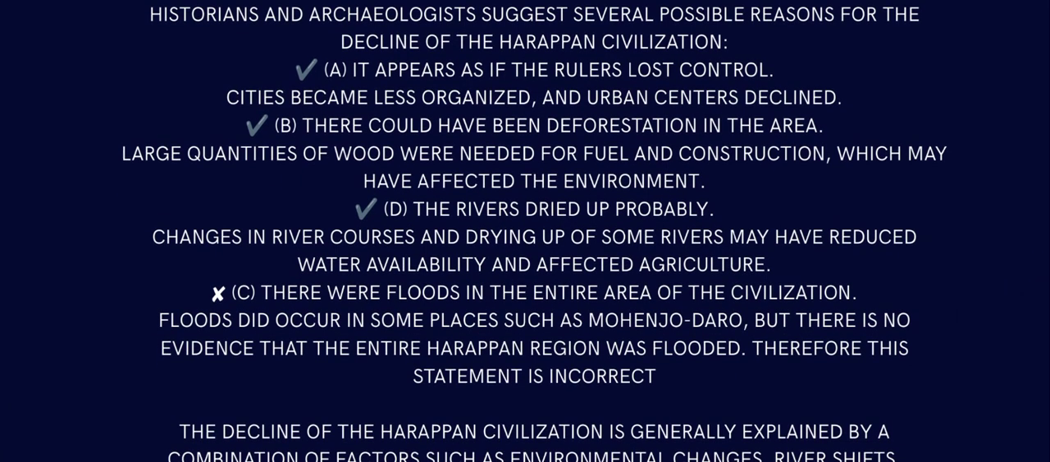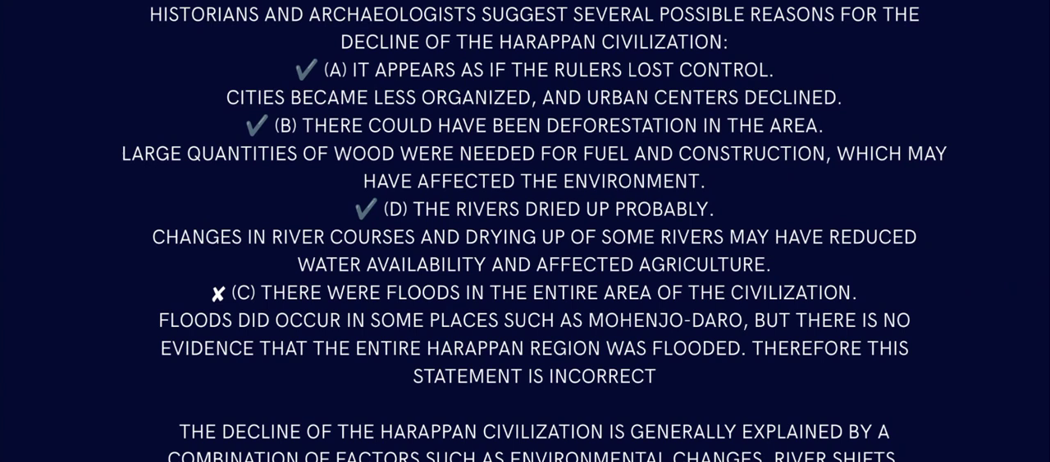It appears as if rulers lost control. Yes, cities can become less organized and urban centers decline. Maybe there could have been deforestation in the area, of course. As you can see, there could have been, and as if, and maybe, that sort of thing, because these are not precise answers. But we have to read and fix a central point, so we understand that there could have been deforestation. Of course, large quantities of wood were needed for fuel and construction, which may have affected the environment. That may also be true.